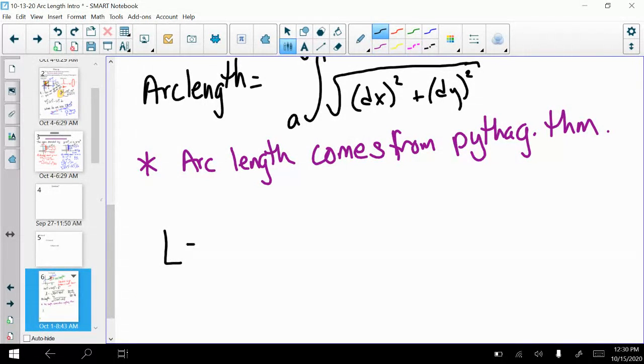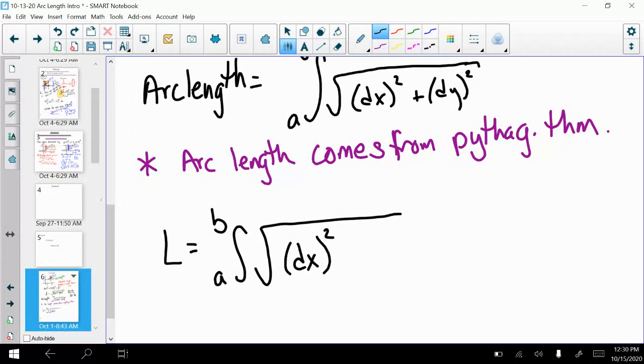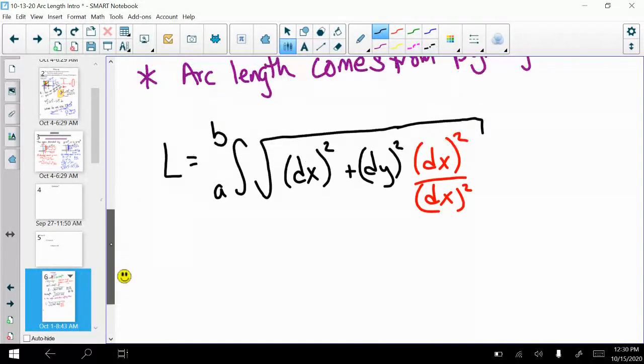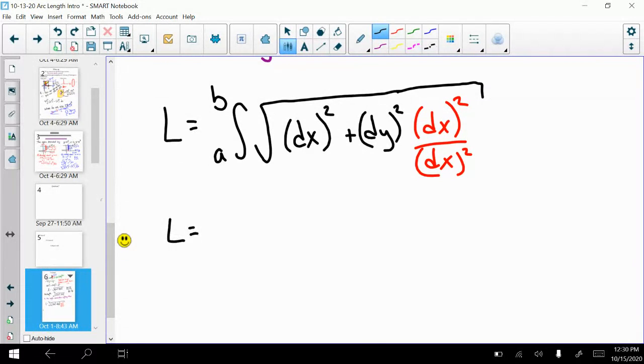So our arc length, we'll call it capital L, from A to B of the square root of... I did not do the best job of this in class, but hopefully it'll be better now. I'm going to take this dy squared and multiply it top and bottom by dx squared over dx squared. That's okay because dx squared over dx squared is effectively 1, and we can multiply by 1. That doesn't change anything. Despite the fact that it feels crazy, we're going to continue.